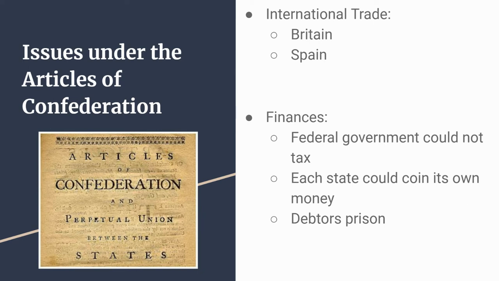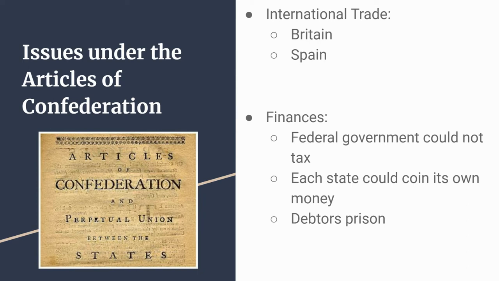America doesn't use it anymore. So there's obviously a ton of problems with it. Now, it's going to unify all these states in some way. It's going to give us a central government, but that central government, like I said, doesn't have a lot of power, and that's going to cause some problems. Let's talk about those problems.